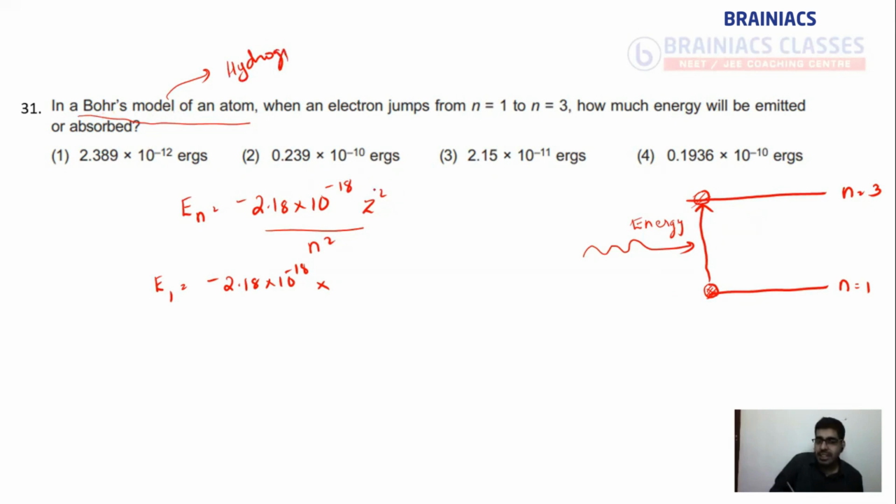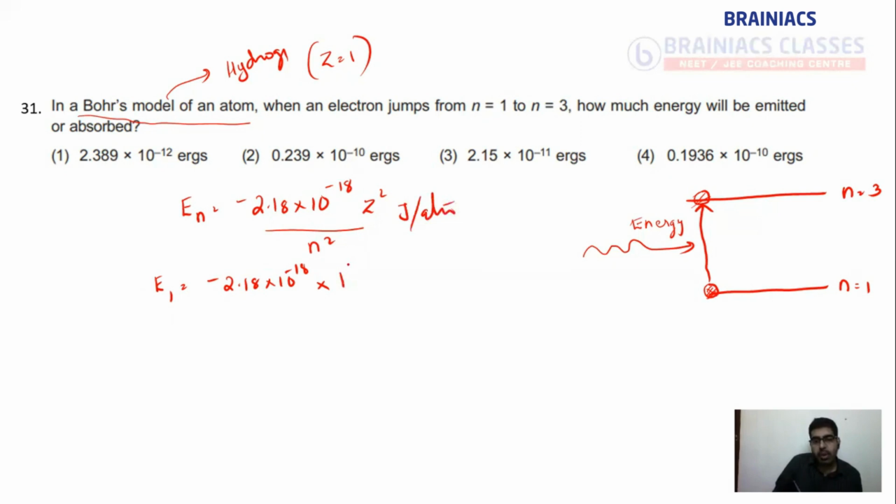That means here the Z value is 1, because hydrogen's atomic number is 1. Here the atom is not named in the Bohr model, which means it is hydrogen, because Bohr proposed this model for the hydrogen atom. Now for hydrogen, Z is equal to 1. So you'll get E1, the energy of the electron in the first shell, n equal to 1, as minus 2.18 into 10 raised to minus 18 joules per atom into 1.